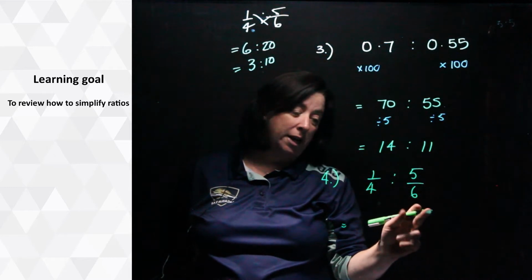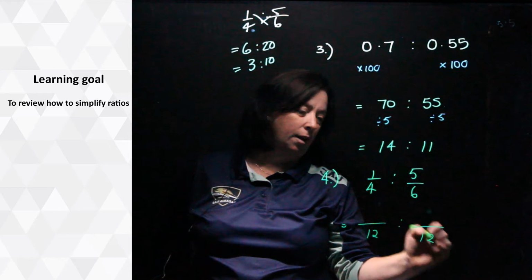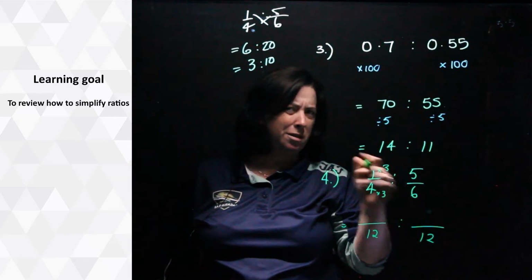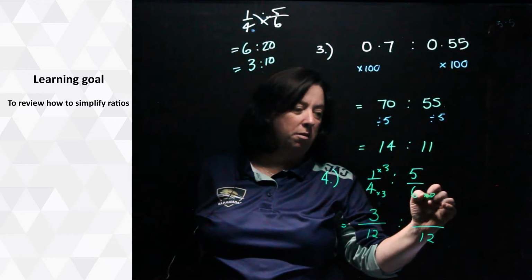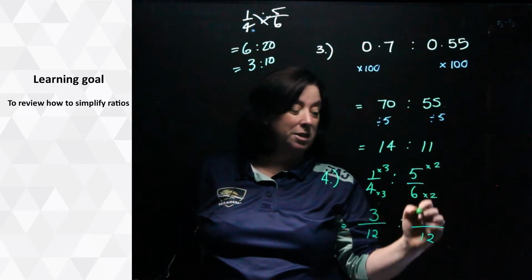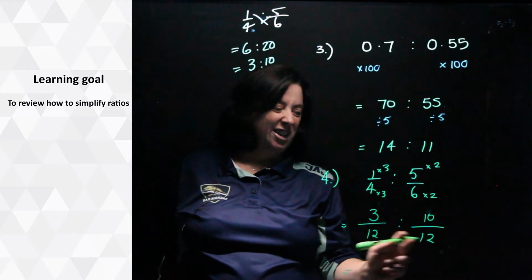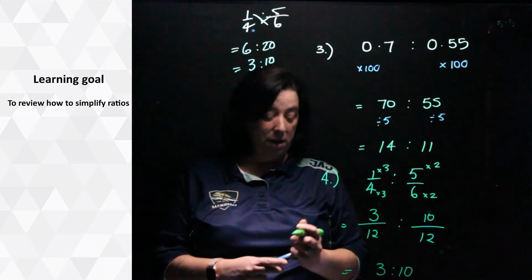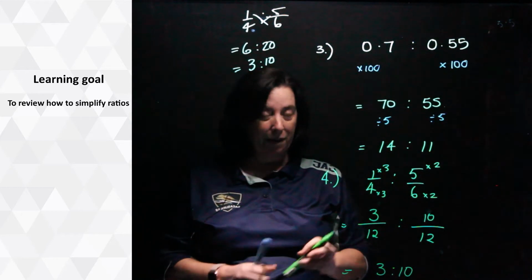Find a common denominator. So the lowest one is 12. 4 times 3 is 12. What you do to the bottom, you must do to the top. You see this kind of balancing act? 6 times 2 is 12. 5 times 2 is 10. So now I can just compare the numerators and I've got 3 is to 10. That's why it works. But I hear you saying, what about a mixed number?